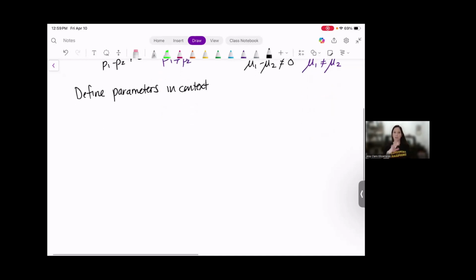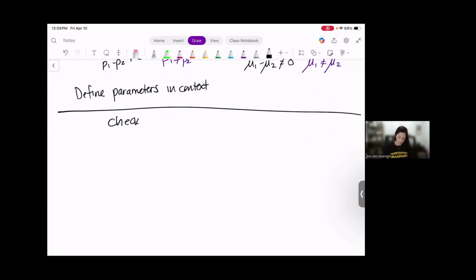You're given a level of significance, and then when we move on to checking our conditions, you have to check your conditions for both. Random is the same, independent is the same. You are doing the same thing just twice. So check your conditions for both groups. Both sample A and sample B need to be randomly selected. Both sample sizes need to be less than 10% of their respective groups.